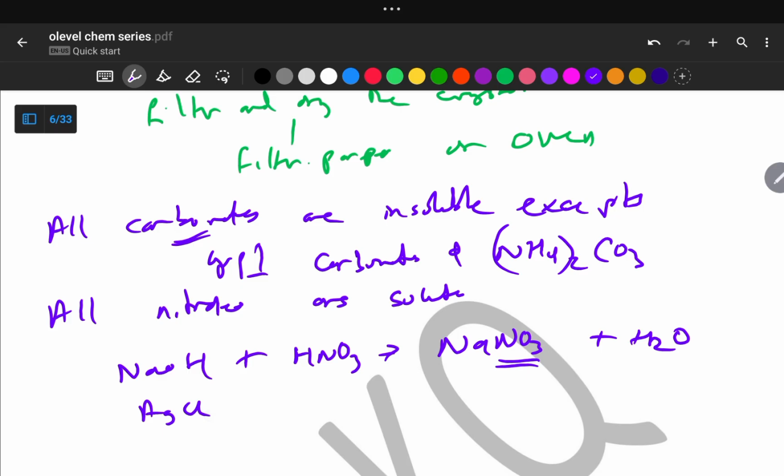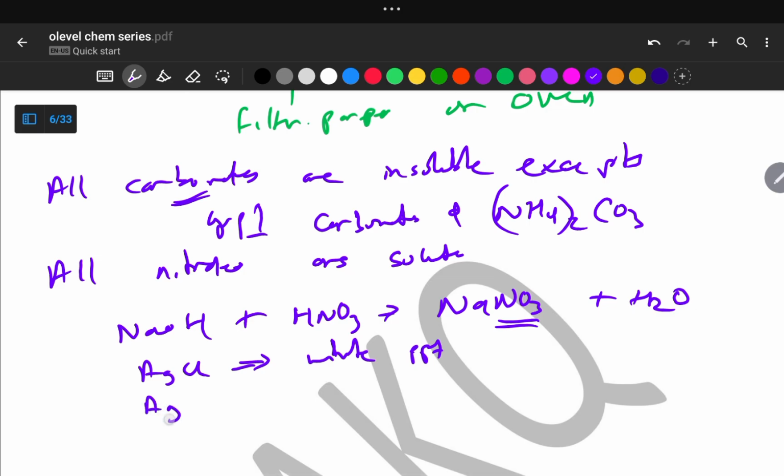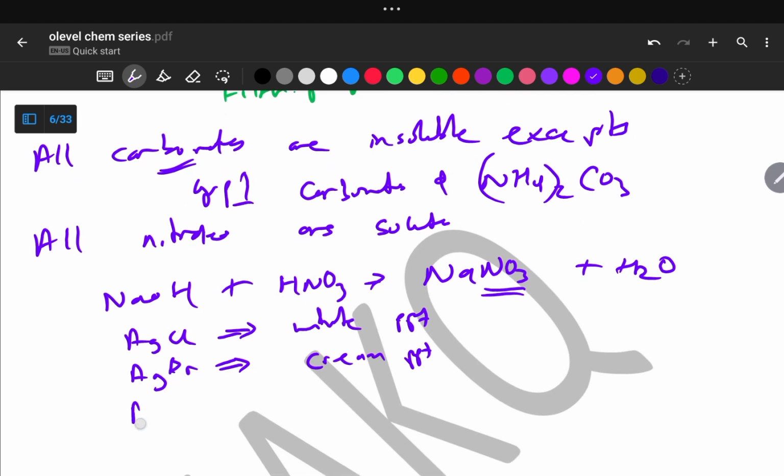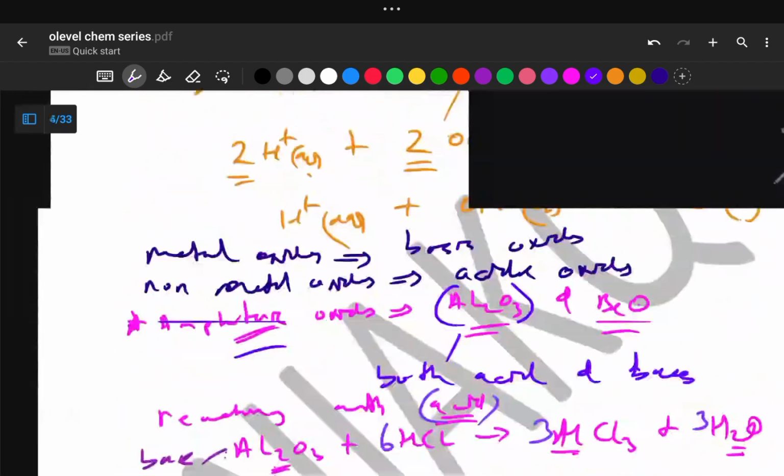And then we go on to the next. Silver chloride is insoluble, giving a white precipitate. And then we have silver bromide, which is insoluble, giving a cream precipitate. And then for iodide, we normally use lead. So it's lead iodide, which is insoluble, giving a yellow precipitate. So these are the colors you must familiarize yourself with. And we are done with acids, bases, and salts, right? We are done.